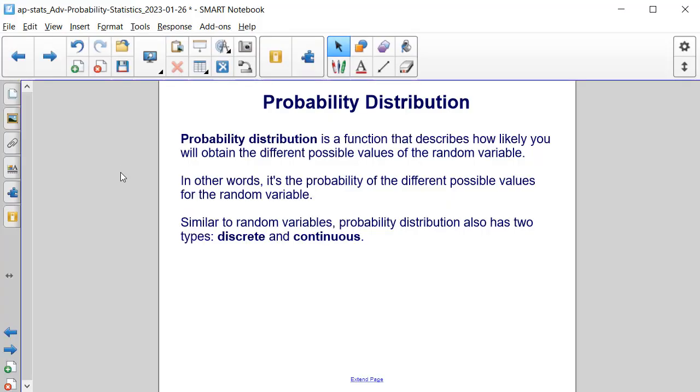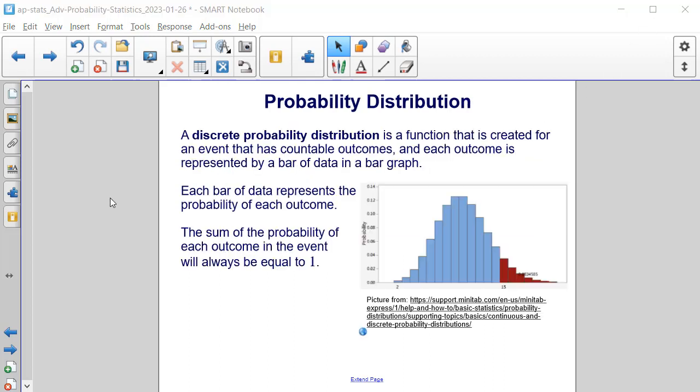Next, let's talk about probability distribution. It is a function that describes how likely you will obtain the different possible values of the random variable. In other words, it's the probability of the different possible values for the random variable. Similar to random variables, probability distribution also has two types, discrete and continuous.